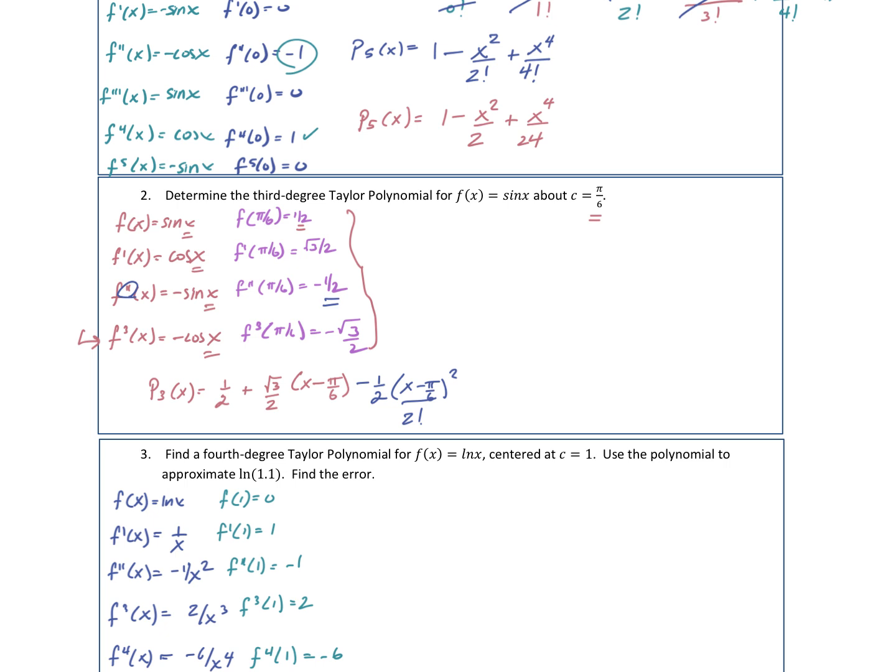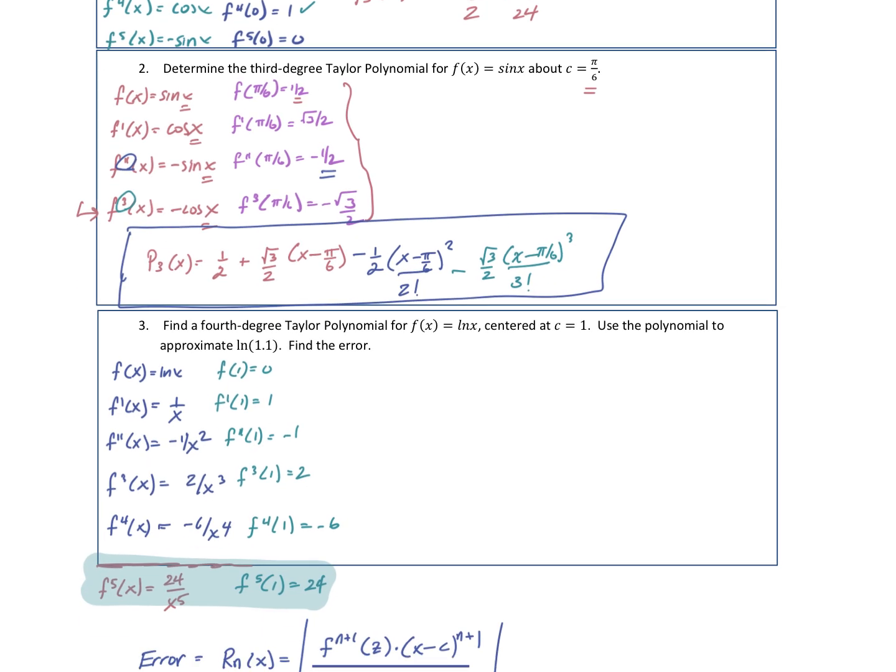And then the last one would be minus root 3 over 2. I'm at the third derivative, so x minus pi over 6 cubed over 3 factorial. And again, totally up to you how much you want to simplify it. Once we start doing the FRQs, you're going to see sometimes it's good to just leave it and move on. Other times it is helpful to simplify because sometimes they ask you to manipulate the polynomial, and it's a little bit easier if it's simplified. But for right now, I'm just going to leave it right there.